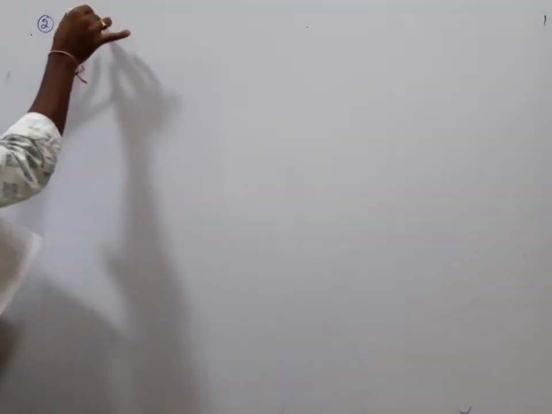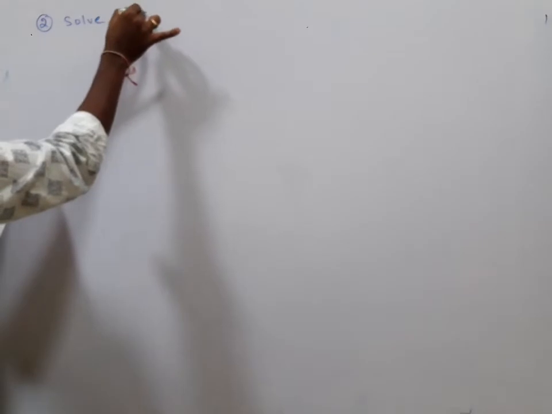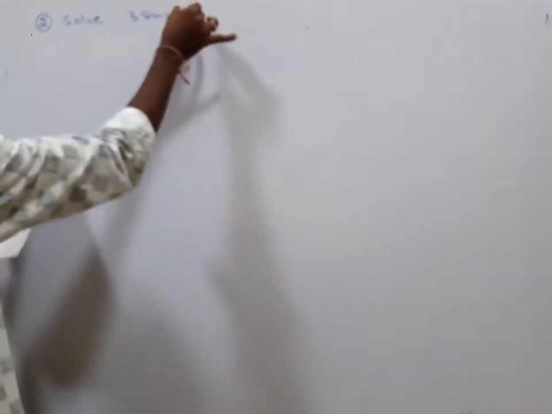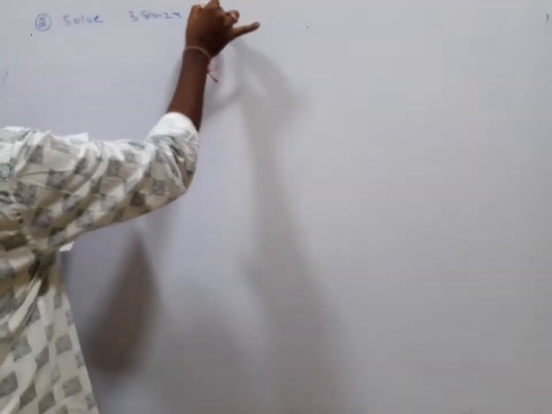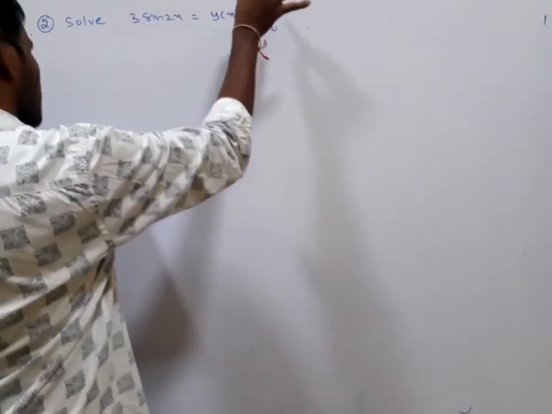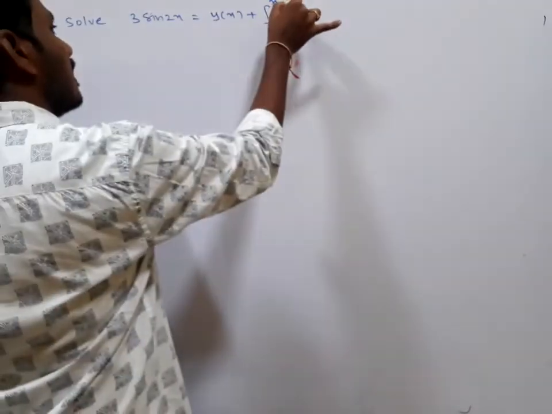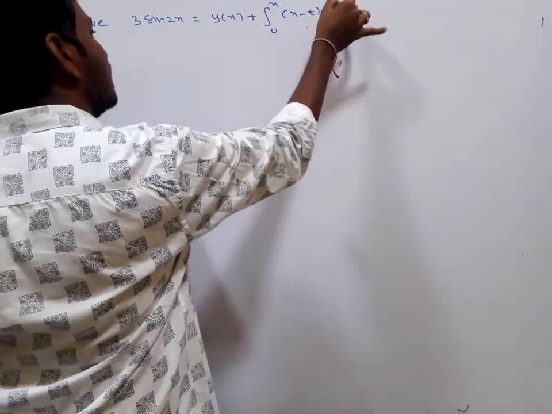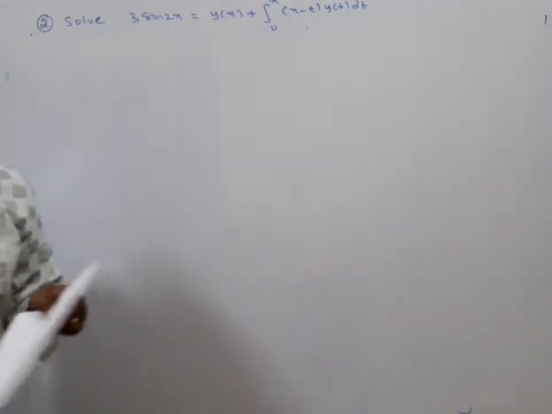problem. Solve the integral equation sine 2x is equal to y of x plus integral 0 to x of (x minus t) y of t dt. Don't get confused here. The variables are different, right? Previously f of t was given, next u of t, v of t is given, whatever it may be, right?